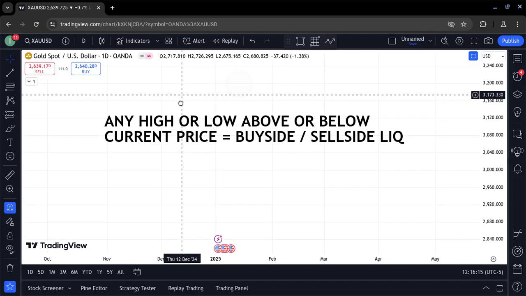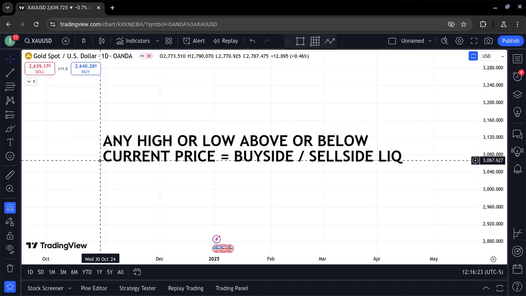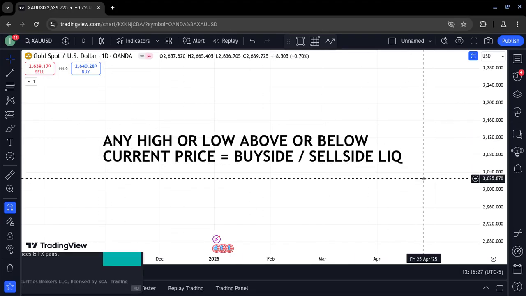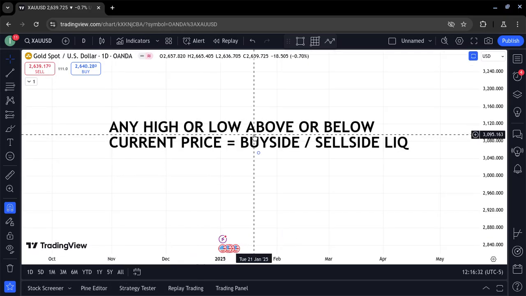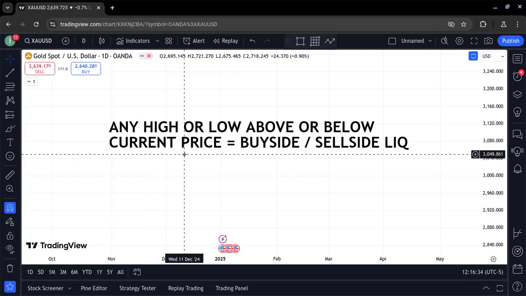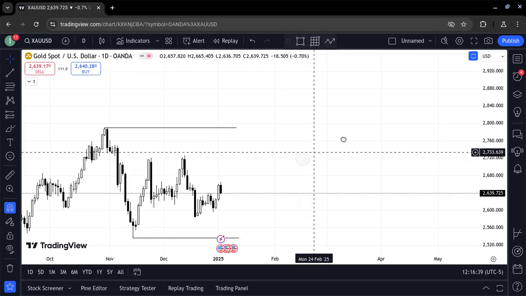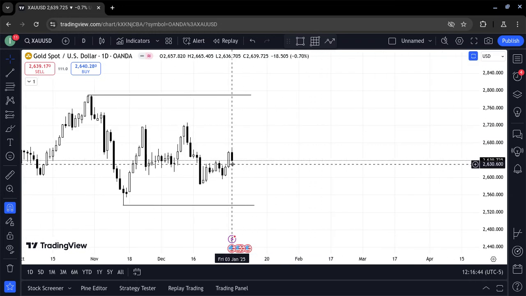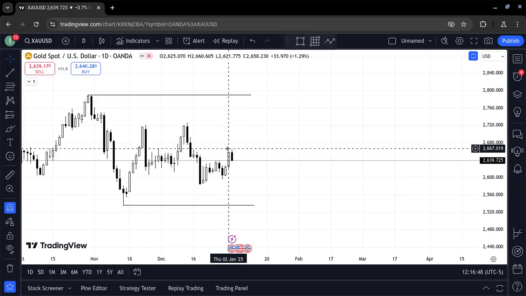This is the actual definition which, if you have gone through Trader Day's mentorship, you will understand is the only proper definition of what buy side liquidity and sell side liquidity is. So if you understand, any high or low above or below current price is equal to buy side or sell side liquidity. Meaning what? This is the daily time frame, and this is the current price right now. A new year has started, so first of all, happy new year to everyone.